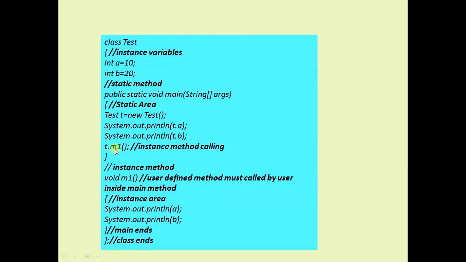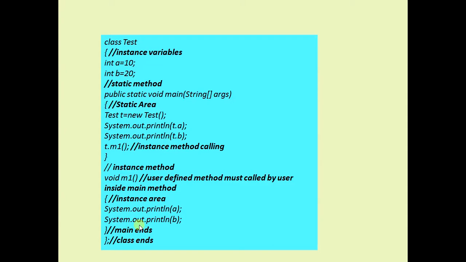See, I am calling the method inside the main method. This is the instance method, void m1. This is the user defined method and this is the instance area. We can directly access these variables because the variables have scope throughout the class. While executing, we can get a clear idea about this.